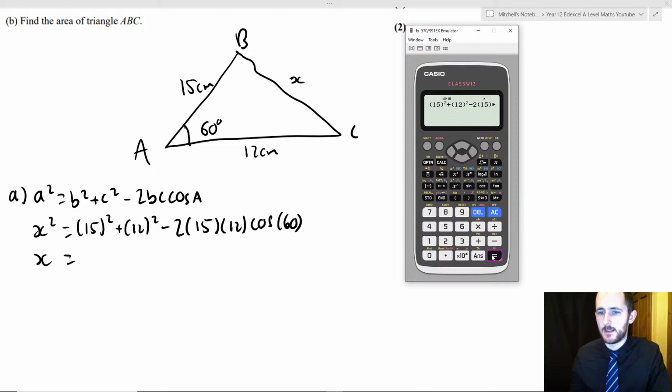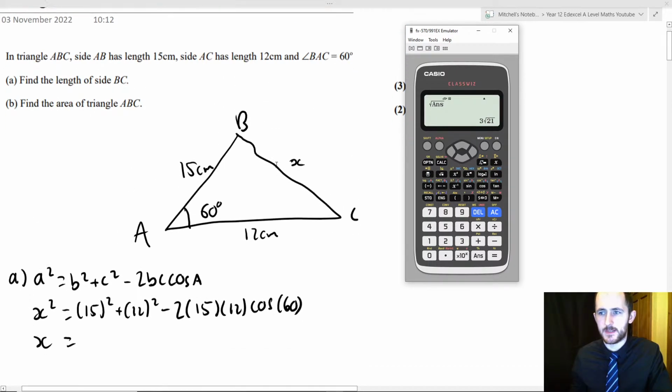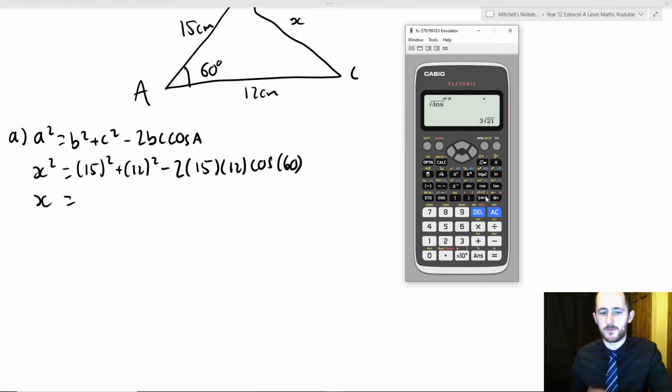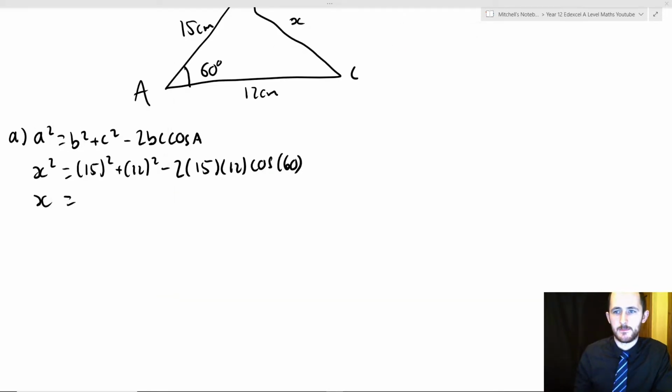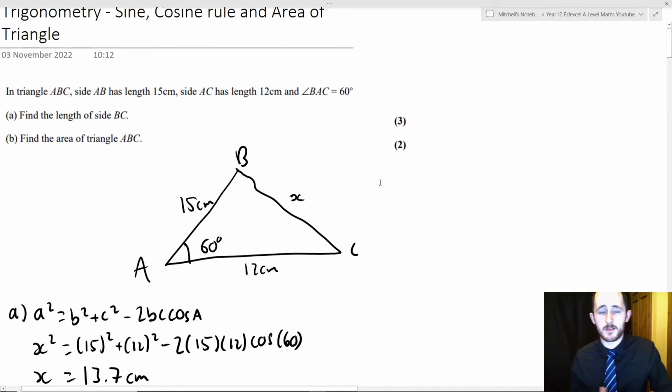So equals, so it doesn't actually equal that, it equals the square root of that, because don't forget it's x squared, not just x. That's 3 root 21, but it doesn't say if they want it to any significant figures, so we're just going to write 13.7. And that's it. And that's 3 marks, so hopefully not too bad.